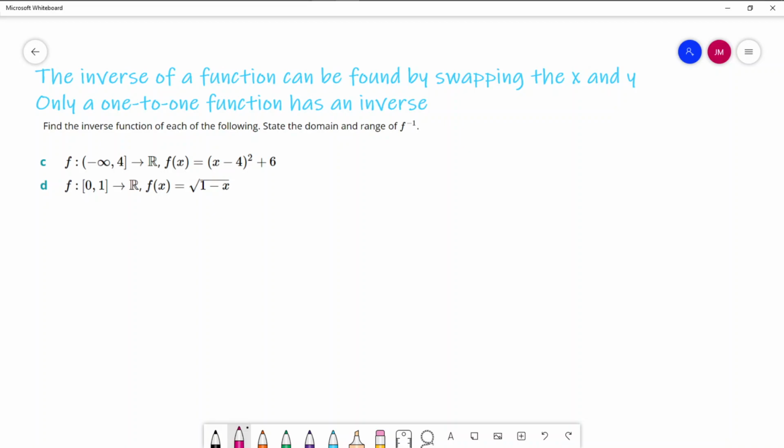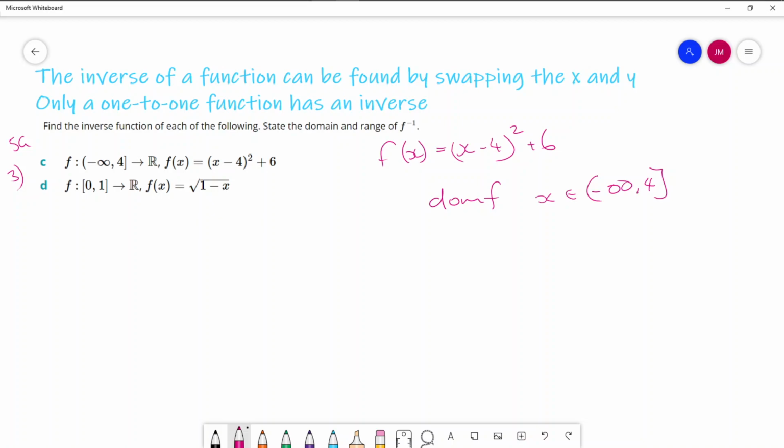I think this comes from exercise 5G, question 3, C and D. So look at the top one. We've got f of x is equal to x minus 4 all squared plus 6. And you go, well, that's a parabola by itself. It's not one-to-one. So you notice in the question, we've actually restricted the domain. So we've got a domain of f. So in this case, x belongs to -infinity to 4. So when we're sketching that graph, we're only going to be having part of it, part of the parabola.